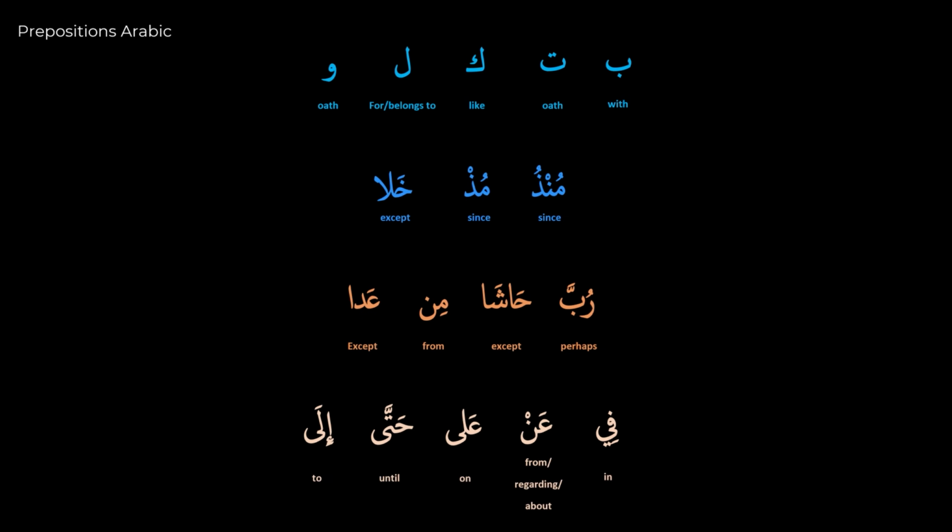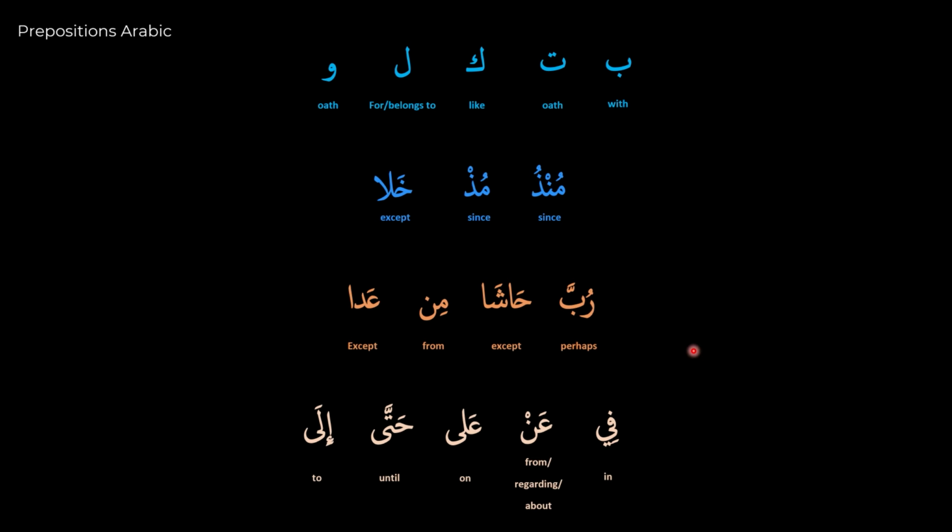in Arabic. So they are ba, ta, kaf, lam, waw, mundu, mudh, khala, rubba, hasha, min, ada, fi, an, ala, hatta, ila. Now, what you'll see below each one of these prepositions, all 17 of them, is a particular translation. So for ba, which you'll usually see as bi, it means with. Or for mundu, it means since. Or for fi, it means in.